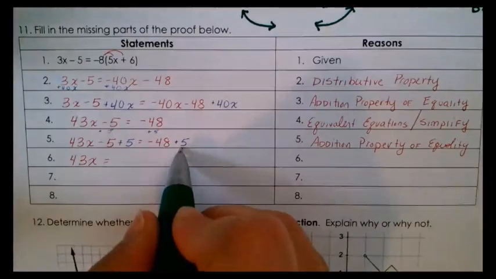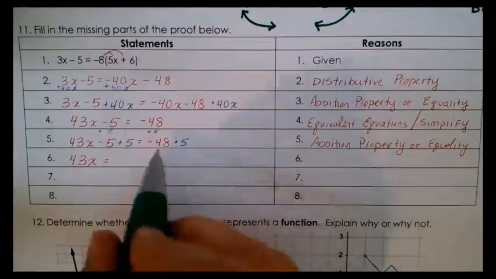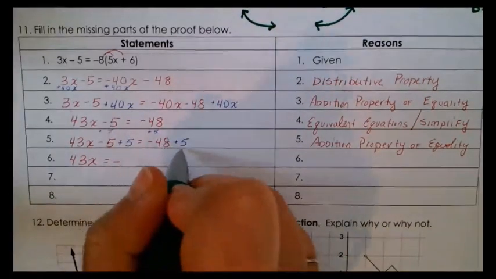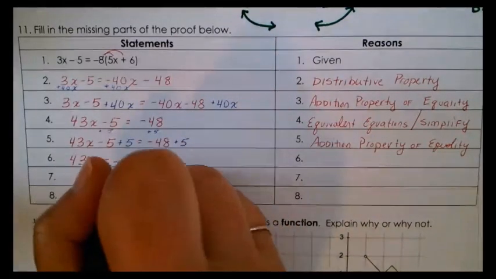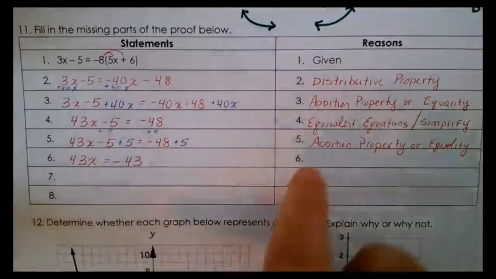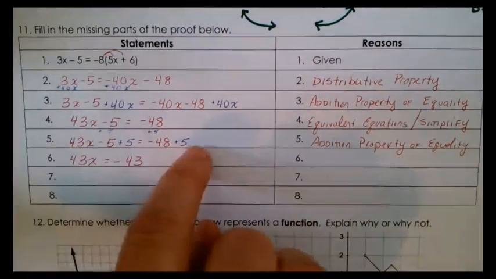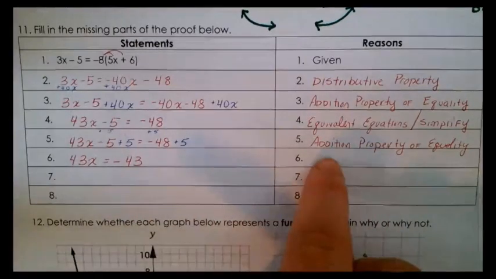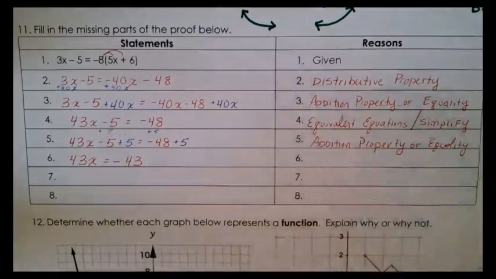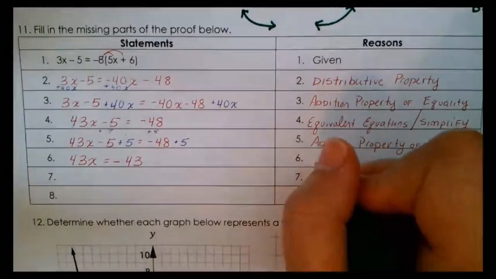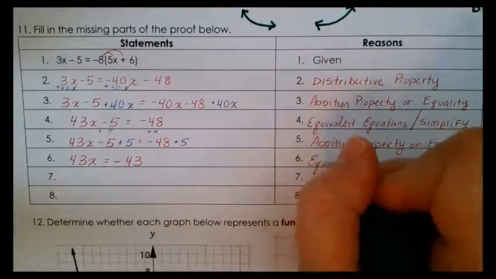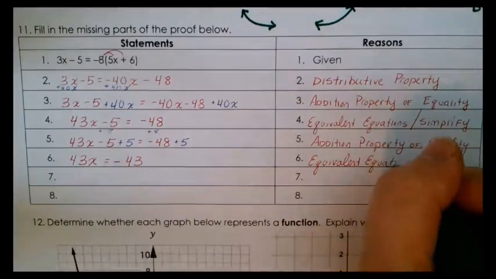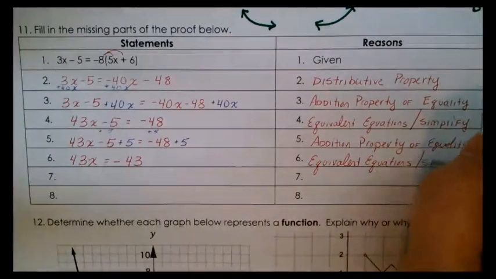Again, this is where the number line would be very helpful. You're going to keep with the negative number. Negative 48 plus 5 is going to equal negative 43. And what you did was you just simplified step 5. You actually did the addition. So you could write equivalent equations or you could write simplify, just like we did in step 4. So I'm going to write equivalent equations / simplify.